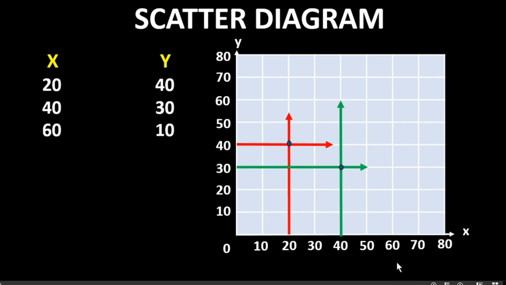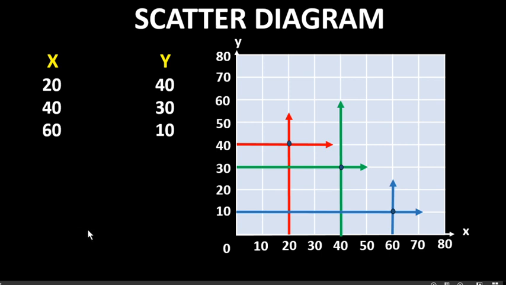X is 60, so we'll go to the x-axis, and from point 60 we'll go upwards as shown on the screen. And y is 10 here, so from the y-axis, from point 10 we move towards the right side. And at the intersection point of these two arrows, we draw a point as shown on the screen.